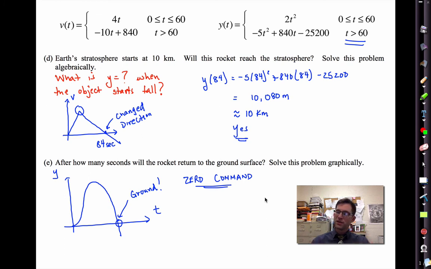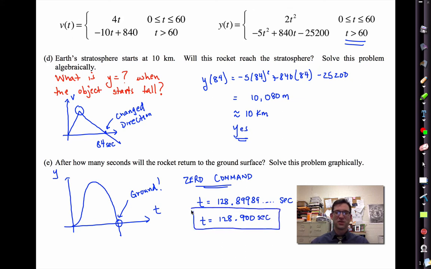All right. Well, using the 0 command on our calculator, we find that that time is 128.89989 seconds. To a ridiculous degree of accuracy, 3 decimal place accuracy. I don't know why. We find that the time is 128.900 seconds. All right. So a little bit more of a realistic modeling of a rocket than what you've probably done in the past. I'm going to clear out the text, so write down anything you need to. Okay, here it goes.